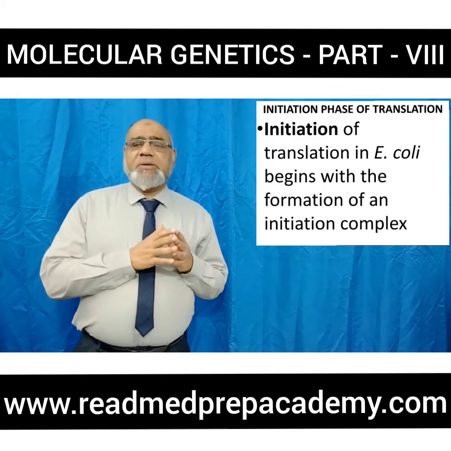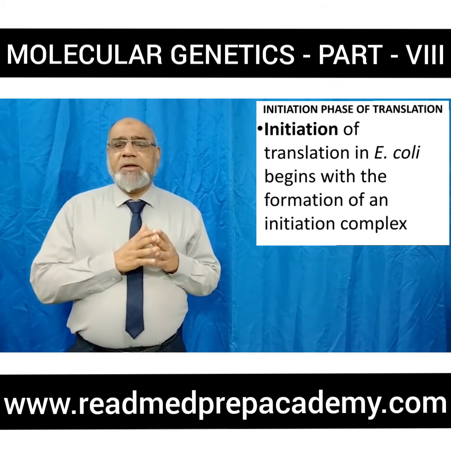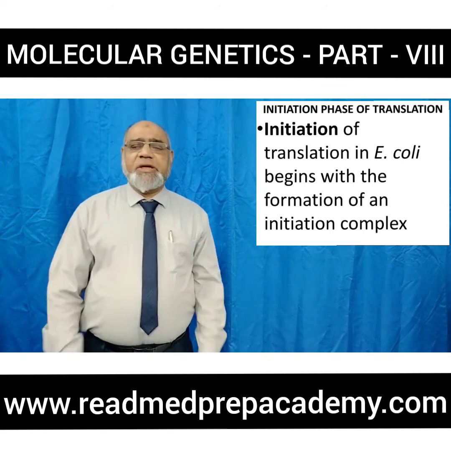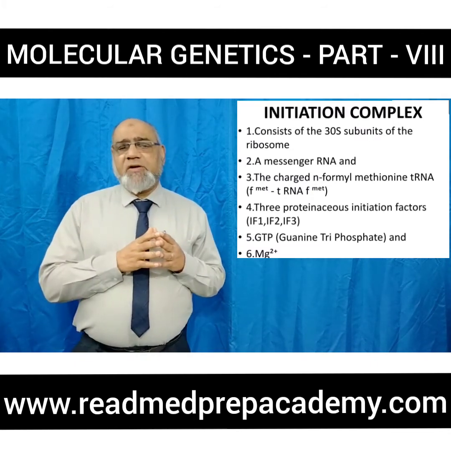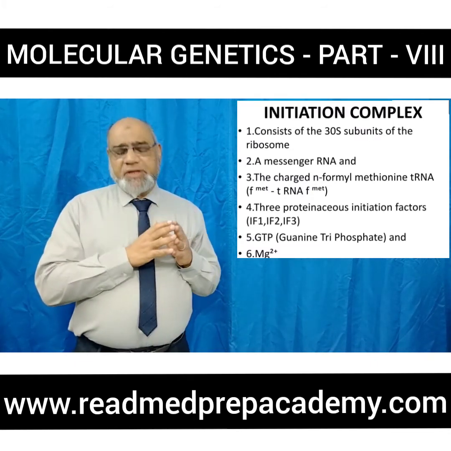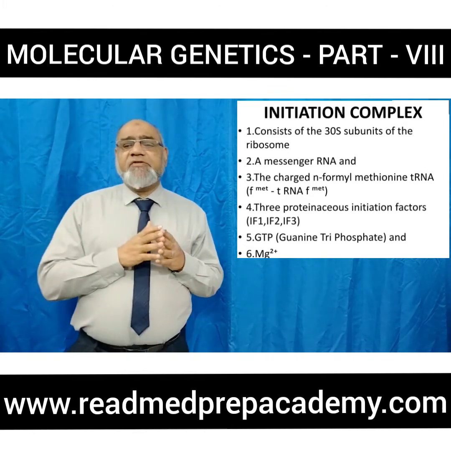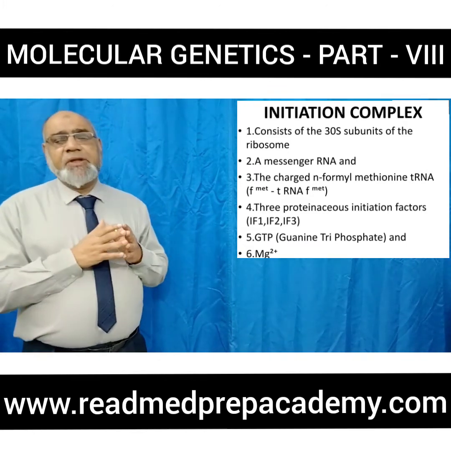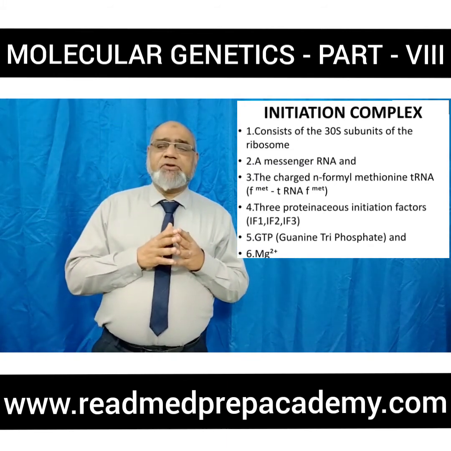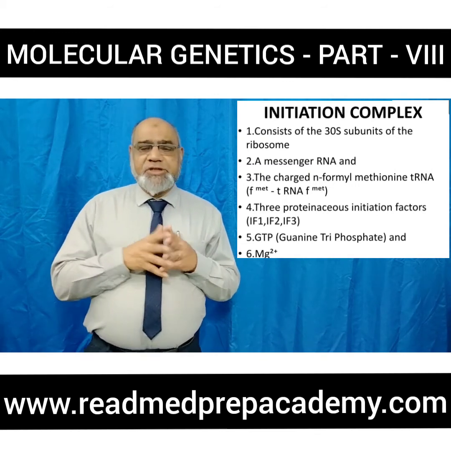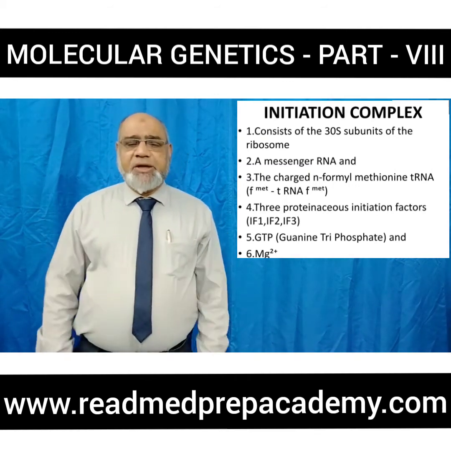Now let us discuss the initiation phase of translation. In E. coli, the initiation begins with the formation of an initiation complex. The initiation complex consists of the 30S subunit of the ribosome, a messenger RNA, the charged N-formyl methionine transfer RNA, 3 proteinaceous initiation factors, IF1, IF2, IF3, GTP (guanosine triphosphate) for energy, and magnesium.